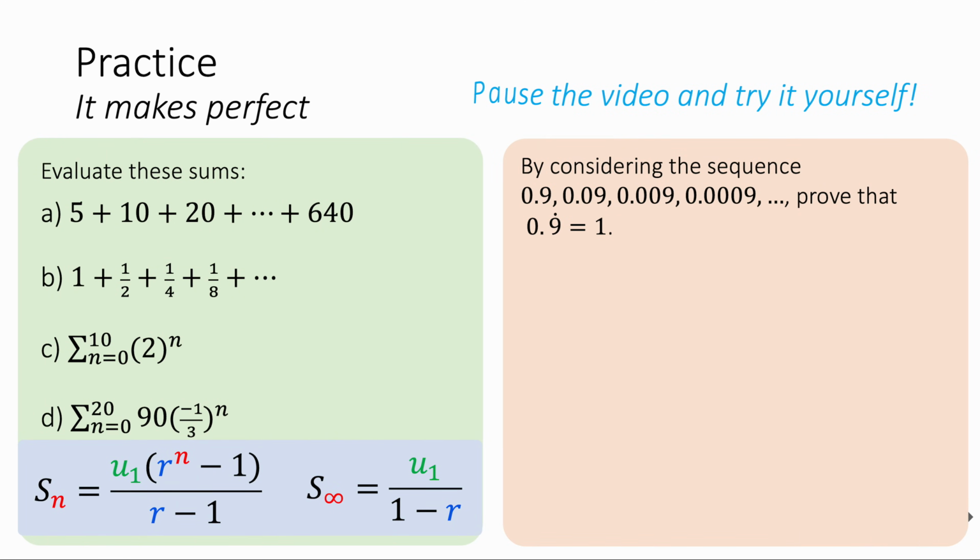Okay, I've got some practice questions for you to try yourself. Evaluate these sums, and for the extension question, you can prove that 0.9 recurring is equal to 1. Pause the video now and take your time with this. It will take you maybe about 10 minutes. When you're ready, you can press play and I'll reveal the answers in 3, 2, 1.